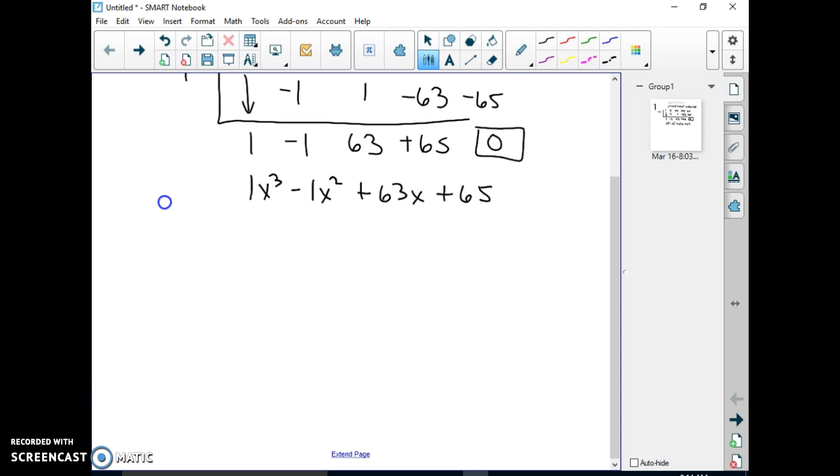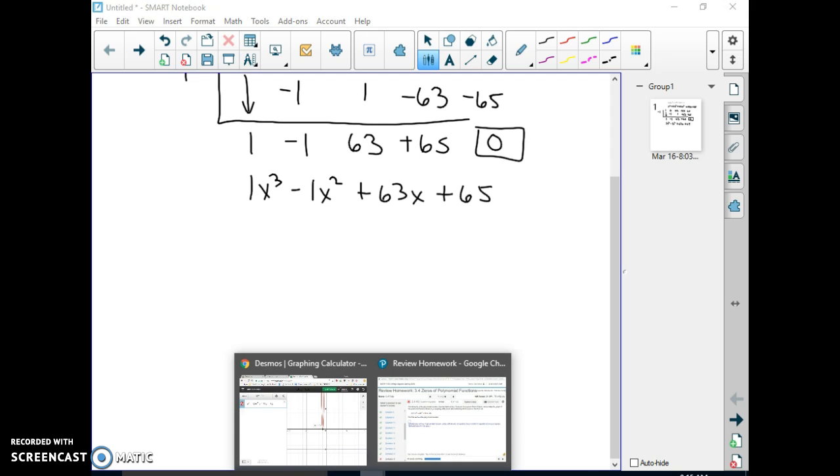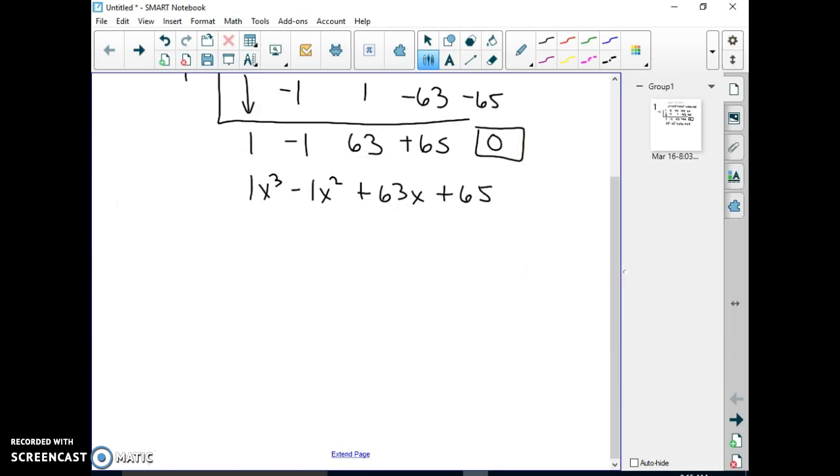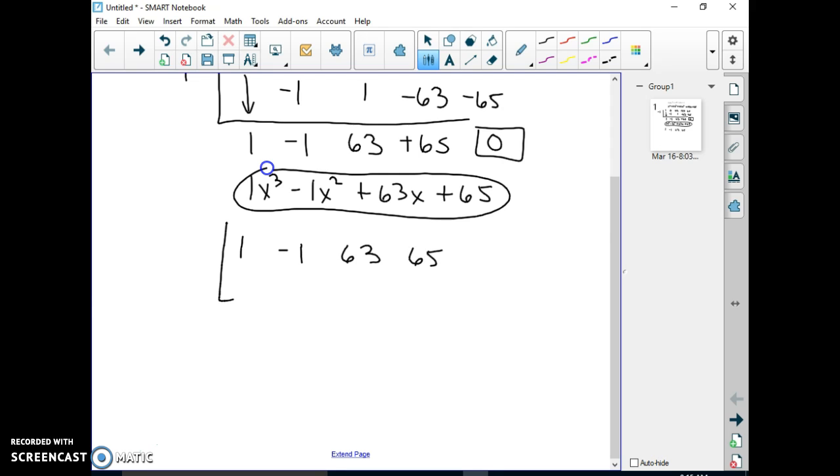Now, if this was not a bounce, I would go back to the graph and hopefully be able to see another x-intercept. But since this one is showing a bounce, this root is counting twice. And so I'm going to use negative 1 again as my synthetic division. But this time I'm going to divide it into my reduced polynomial. I'm not going to go back up to the original. So in my synthetic division, I'm going to have 1, negative 1, 63, and 65. I'm going to use my 0 of negative 1 again.